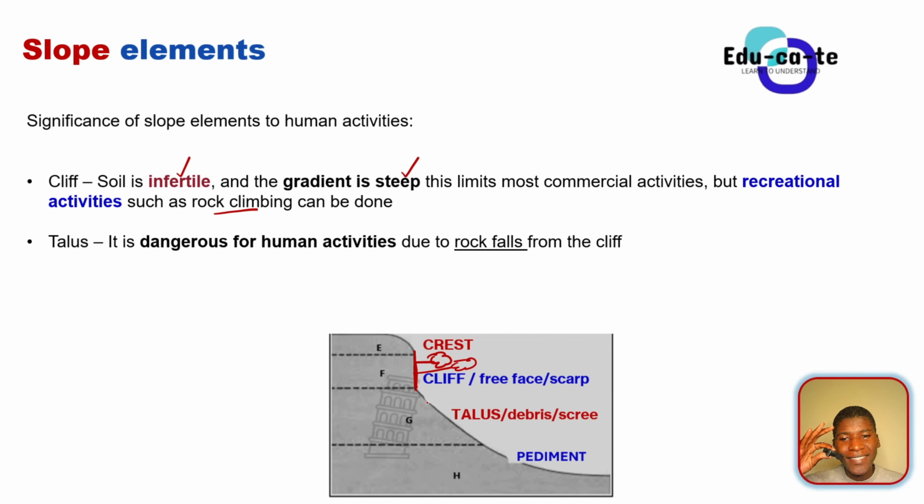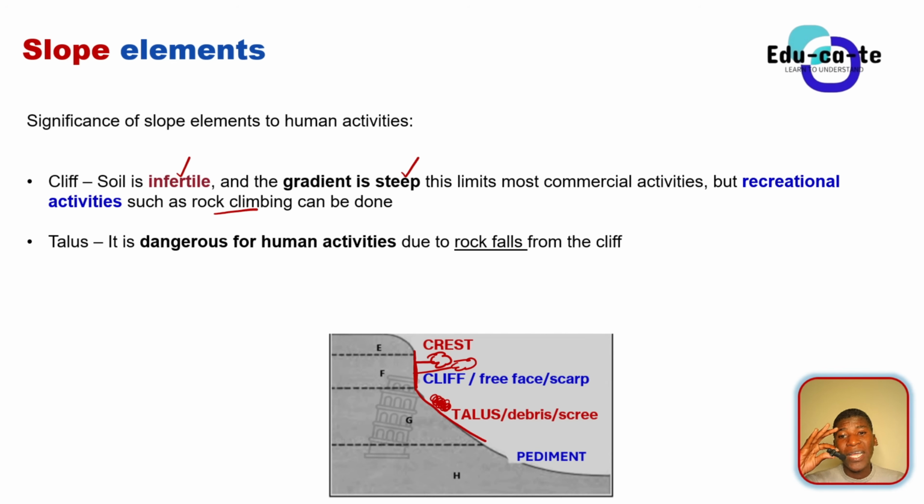So remember, at this talus, the main geomorphological process occurring there is deposition. It just means that the rocks that have been weathered at the top are being deposited here at the talus slope. So when there's a lot of deposition there, it becomes very dangerous for us to do many activities, and the slope becomes a bit less significant for us.